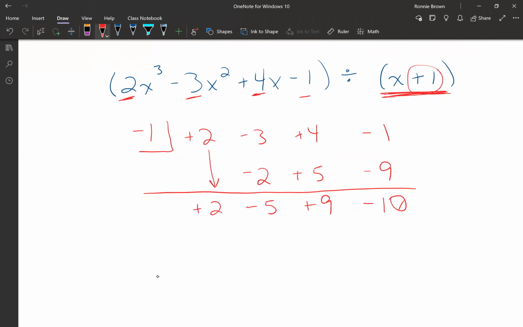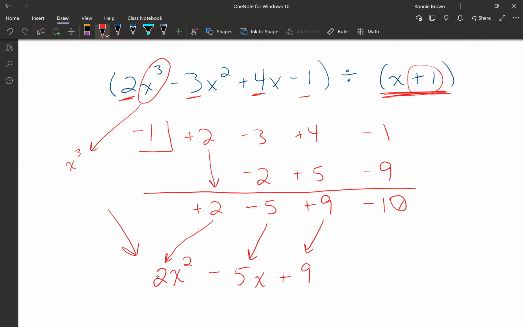All right, so once again, if we look at our original dividend, it has x to the third, right? So therefore, in our answer, we're going to drop down 1 to x to the second, and then input that coefficient of positive 2. 2x to the second minus that 5x to the first plus 9. And we have a remainder of negative 10.